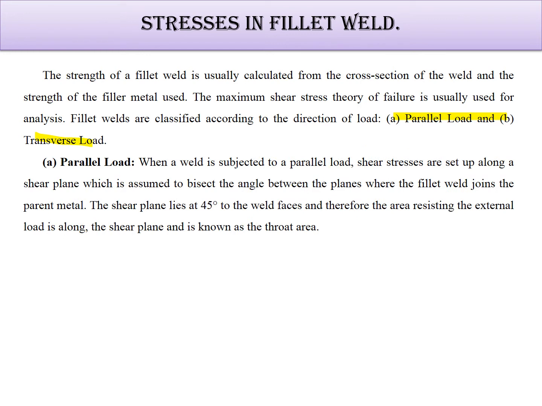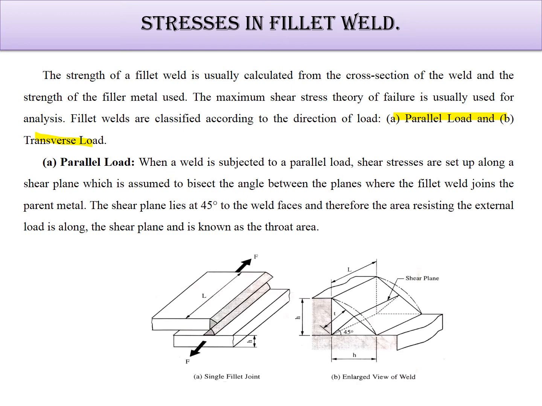So for the parallel load, when a weld is subjected to a parallel load, shear stress are set up along a shear plane. So the shear plane lies at 45 degree to the weld face, and therefore the area resisting the external load is along the shear plane and is known as the throat area. The next is this is the parallel and this is the enlarged view of a weld. Okay, this is at the 45 degree angle and this is the shear.